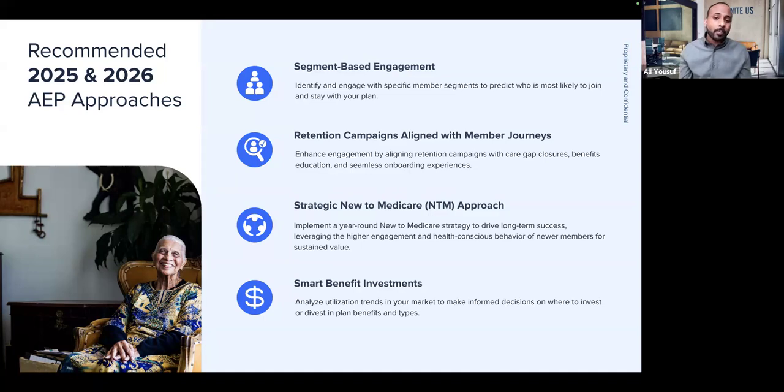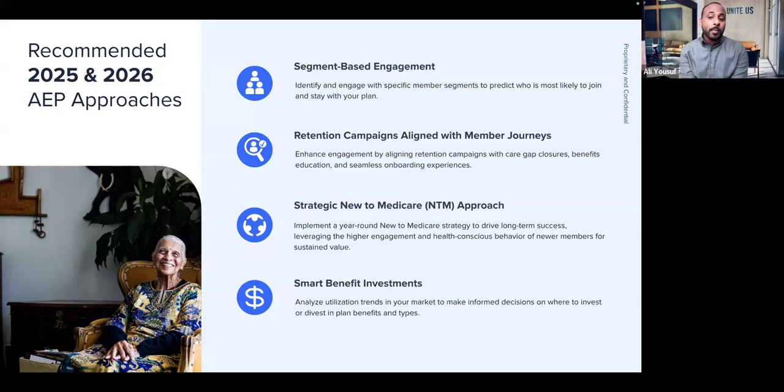And then retention campaigns aligned with member journeys. Really enhance engagement by aligning retention campaigns with care gap closures, benefit education, and a seamless onboarding experience. As we mentioned, it's a whole process of bringing in members and then closing their gaps and making sure that they're satisfied in your plan, they're utilizing your benefits, and they have a favorable view of your plan, which can lead to higher star ratings and overall more success for your plans.